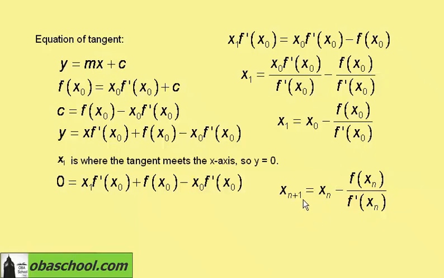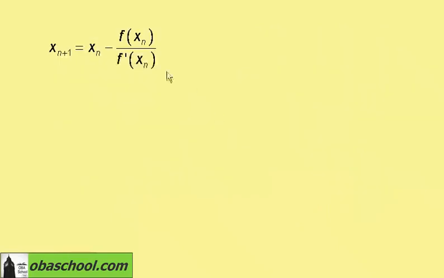You may see this formula written with n here and n minus 1 in these positions. Clearly it means exactly the same. N plus 1 is 1 after n, just in the same way as n is 1 after n minus 1. So let's consider the use of this formula. Let's use f of x is x cubed minus x plus 2. Then f dashed of x is 3x squared take away 1.